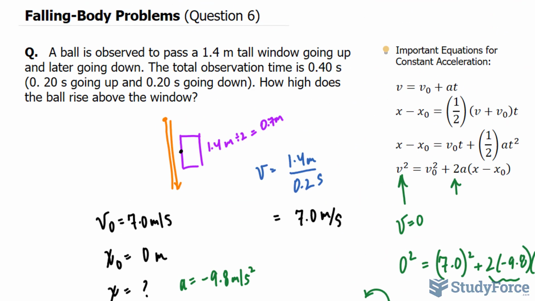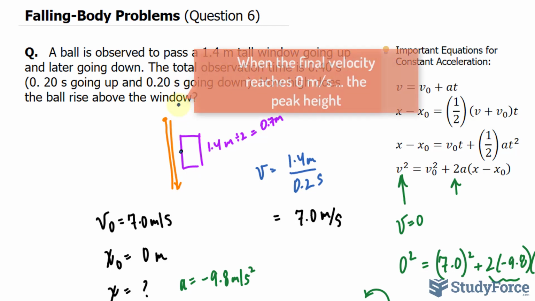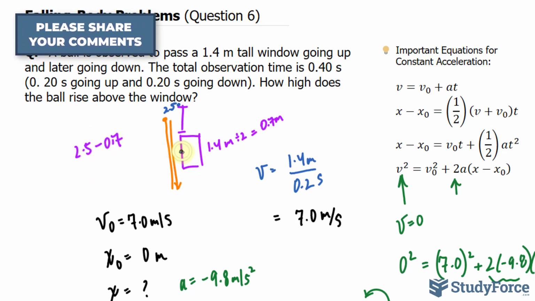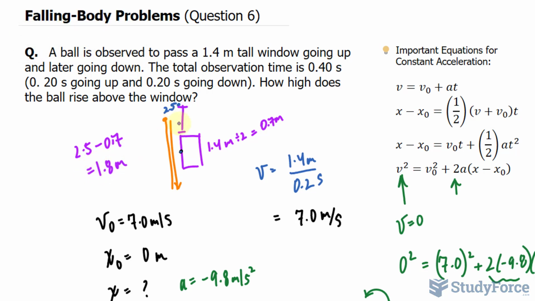If we go back to the illustration, 2.5 is the distance from this point to that point. So that right there is 2.5 meters high. To get the distance from here to here, you simply subtract 2.5 minus 0.7, that distance, to get 1.8 meters. 1.8 meters above the top of the window. And there you have it. Our sixth and final question on the falling body problems.